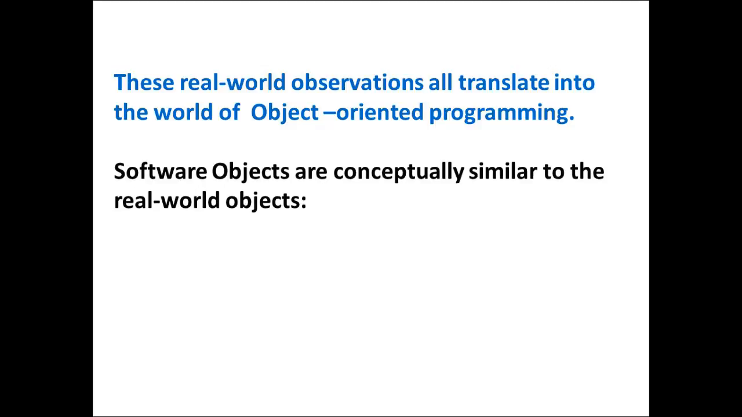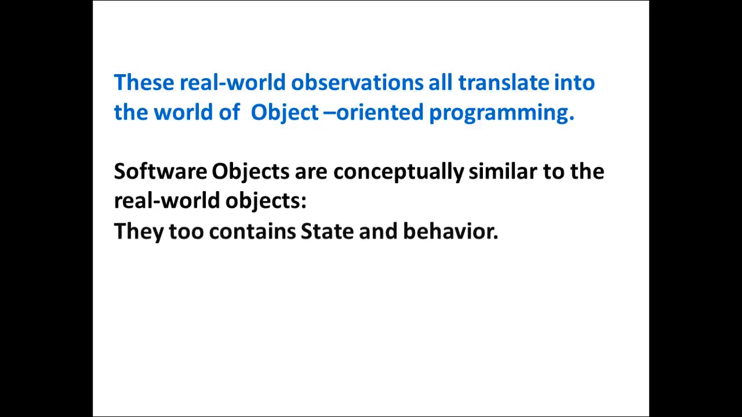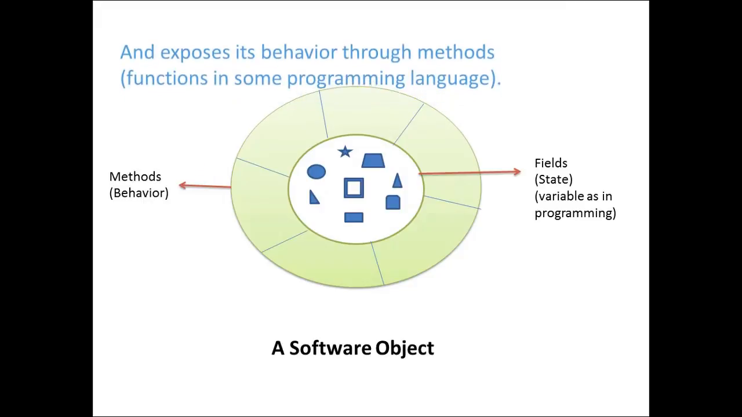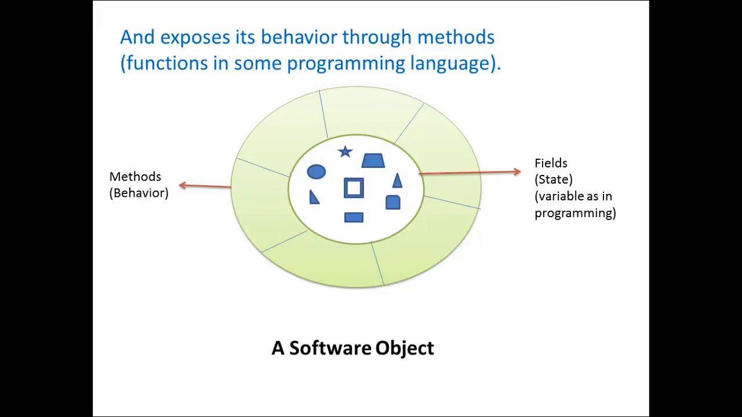These real-world observations all translate into the world of object-oriented programming. Software objects are conceptually similar to real-world objects. They too consist of a state and related behavior. An object stores its state in fields and exposes its behavior through methods. Methods operate on an object's internal state and serve as the primary mechanism for object-to-object communication.